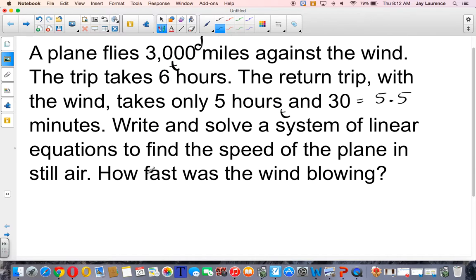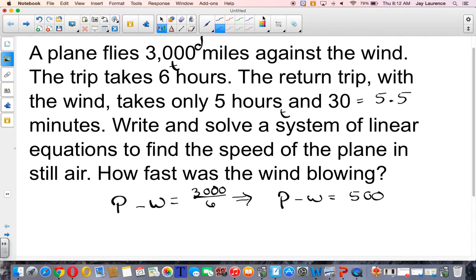All right, so we got the speed of the plane, right? And it's going against the wind. And we have a speed minus a speed, so we need another speed. So we need the distance divided by the time, which ends up making this P minus W equals 500.